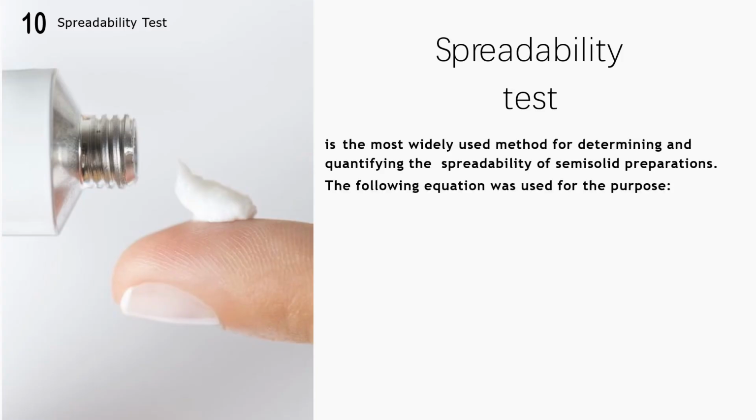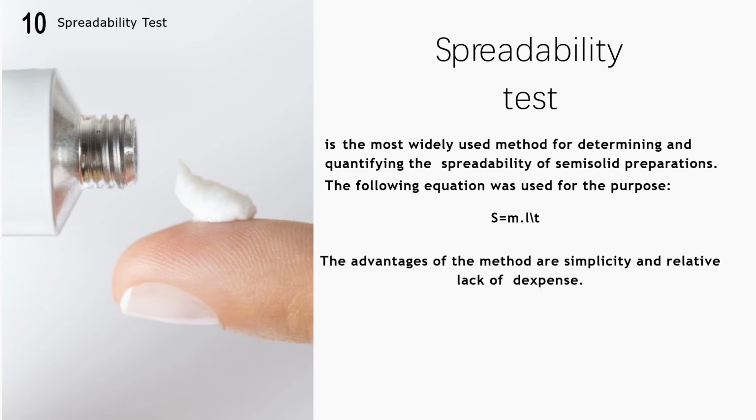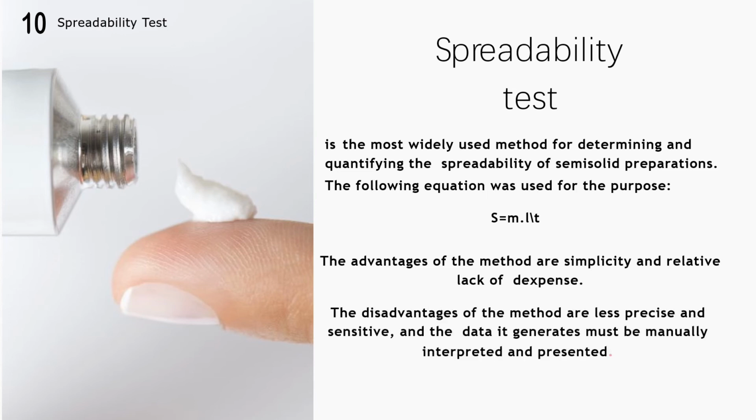This is the most widely used method for determining and quantifying the separability of semi-solid preparations. The equation: separability = ml divided by 2. The advantage: simplicity and relative lack of expense. Disadvantage: less practical and sensitive, and the data generated must be manually interpreted and presented.